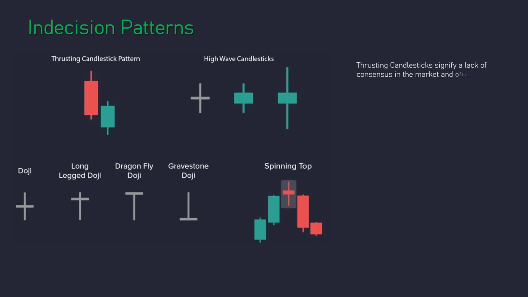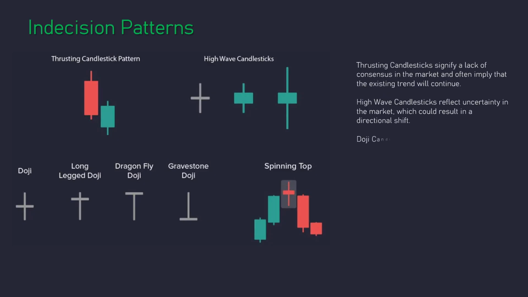Thrusting candlesticks occur when there is a lack of consensus among buyers and sellers. These candlesticks don't necessarily indicate a reversal, but rather a period of uncertainty. High wave candlesticks represent a significant rise or fall in price over a short period, showing a loss of control in the market, often leading to a change in direction.